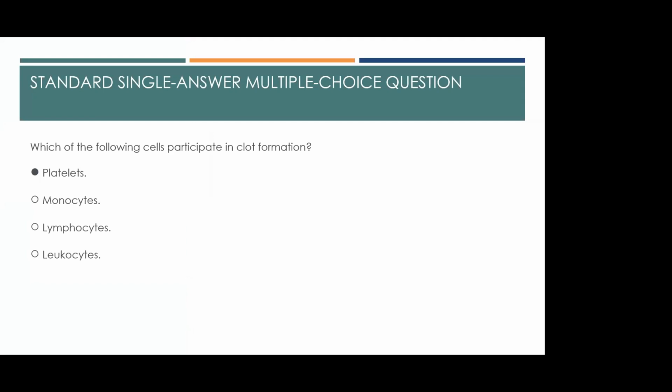So starting with the most simple format, the single answer multiple choice question. This is the type of question that most people are used to in school and university. You have an example of this on the screen. Which of the following cells participate in clot formation? You should select a single correct answer here, which would be platelets.